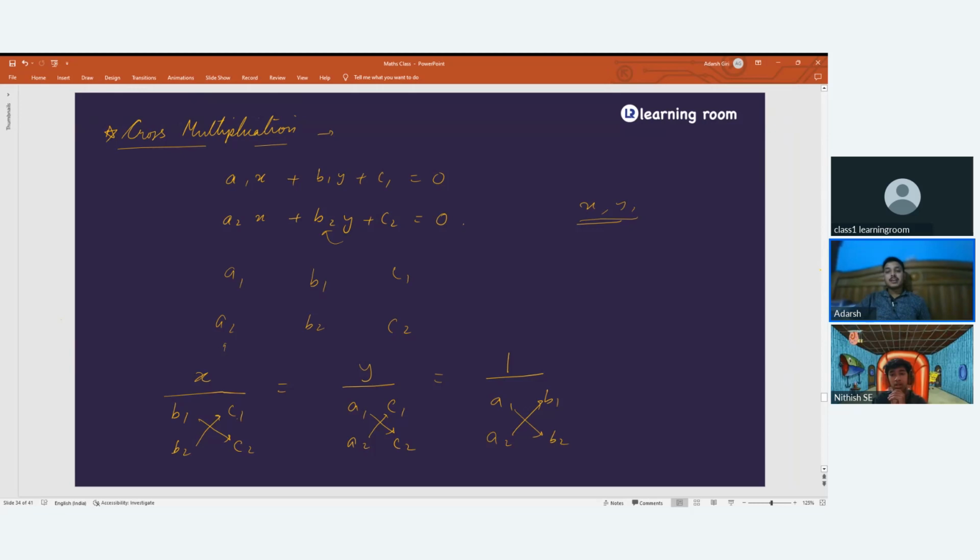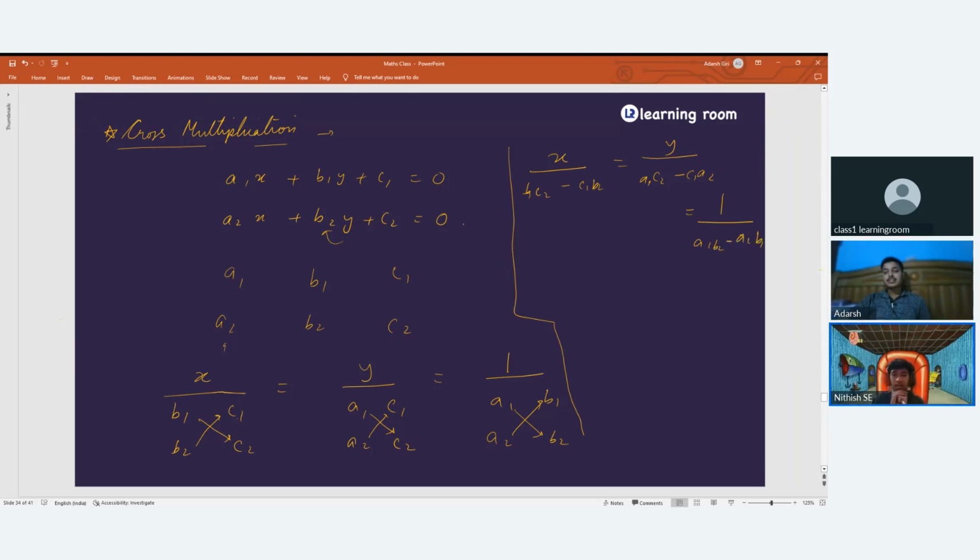Then what will it be? See here: x by b1c2 minus c1b2 is equal to y by a1c2 minus c1a2, is equal to 1 by a1b2 minus a2b1. You have to put a minus sign in between always.